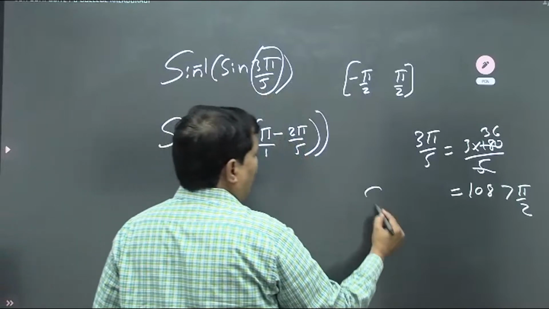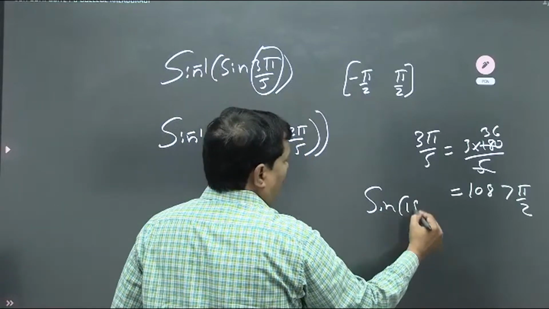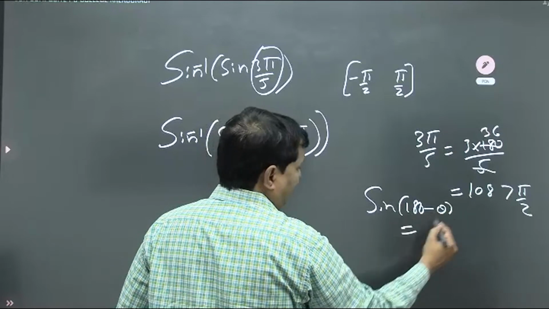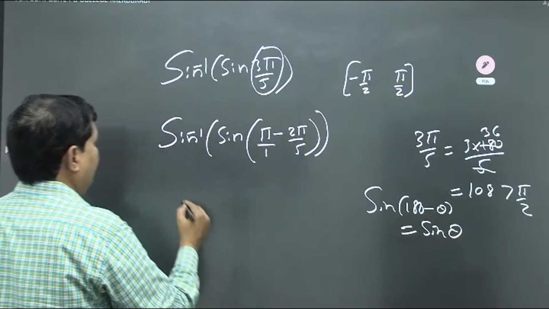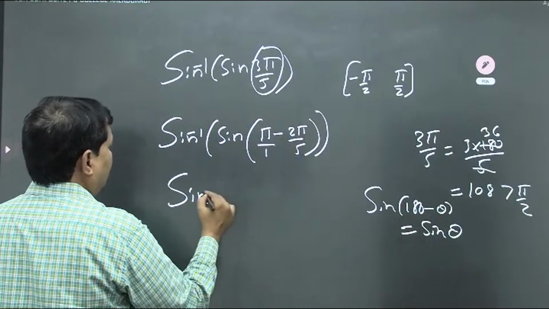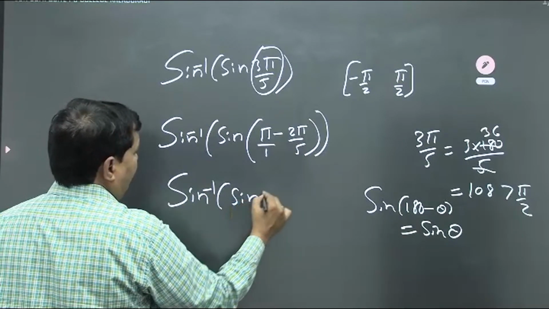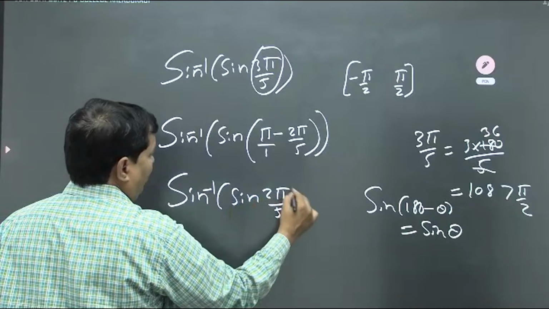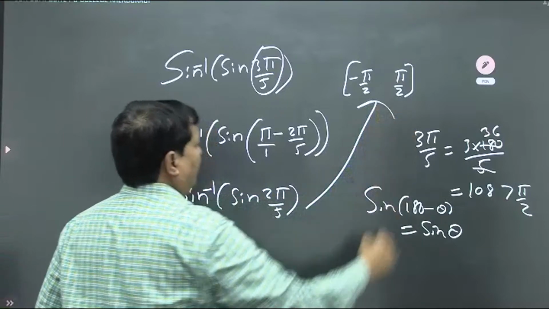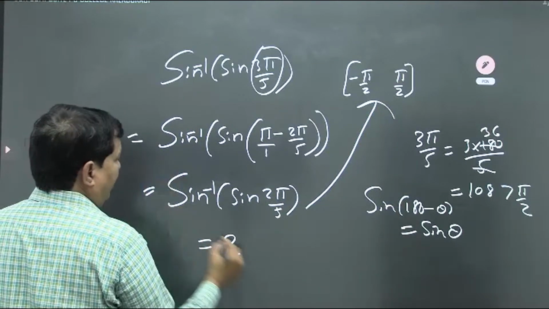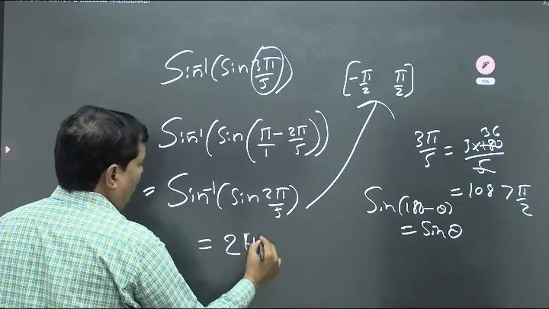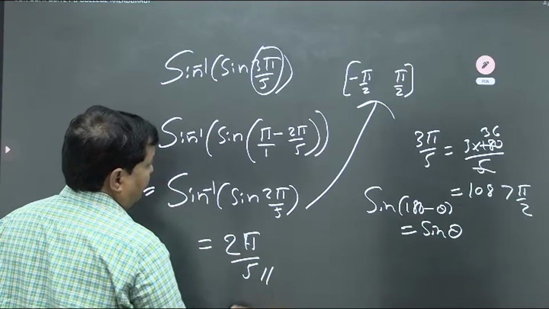As you know, for sine of 180 minus theta, in the second quadrant sine is positive. Therefore, you can write sine theta. Therefore, here we have sine inverse of sine 2 pi by 5. Now it lies between minus pi by 2 to plus pi by 2. Therefore, you write 2 pi by 5 as the answer.